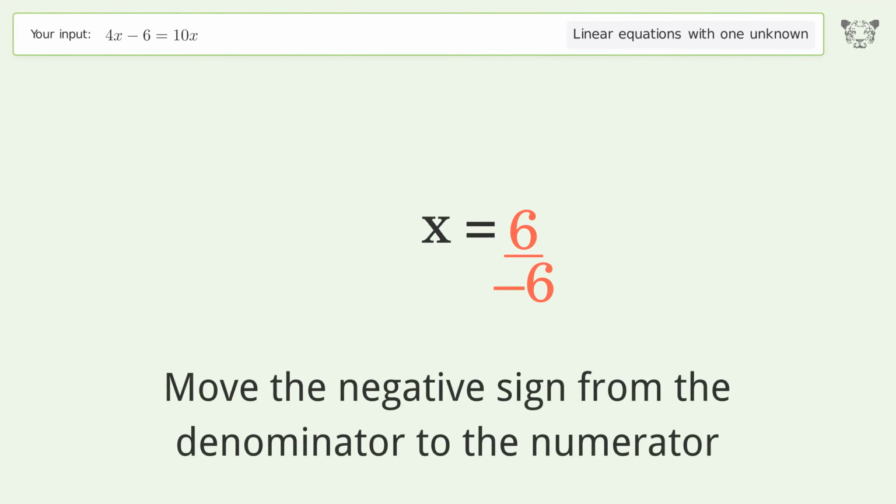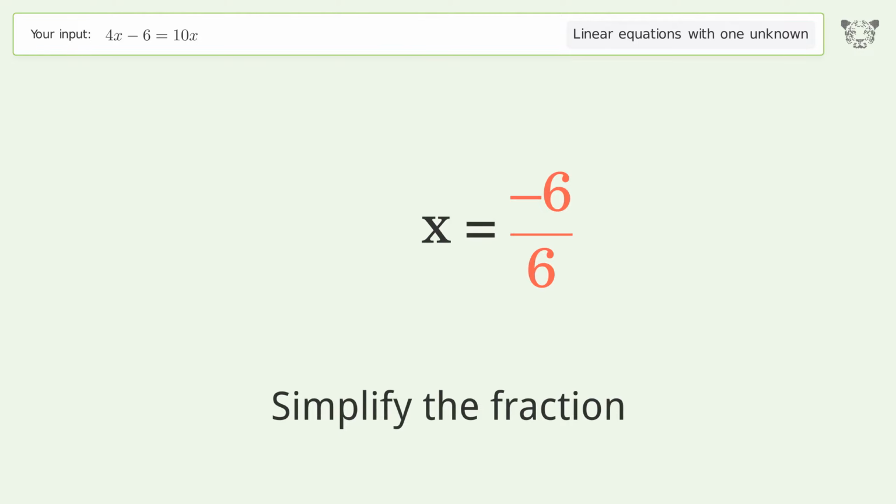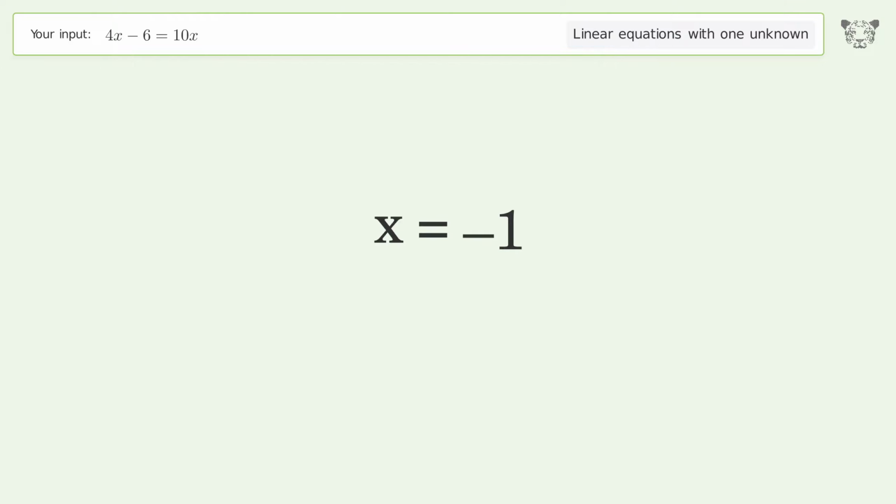Move the negative sign from the denominator to the numerator. Simplify the fraction. And so the final result is x equals -1.